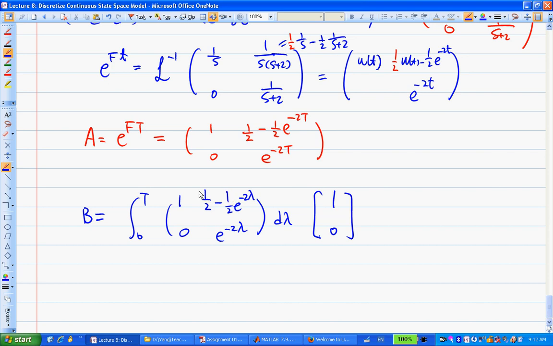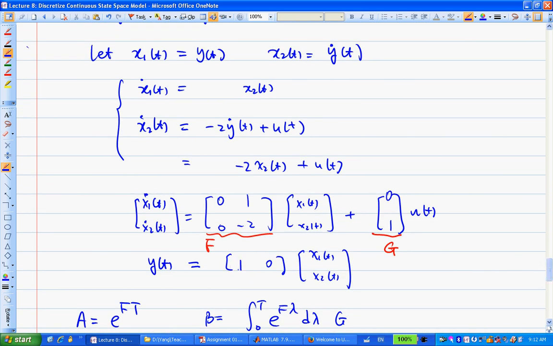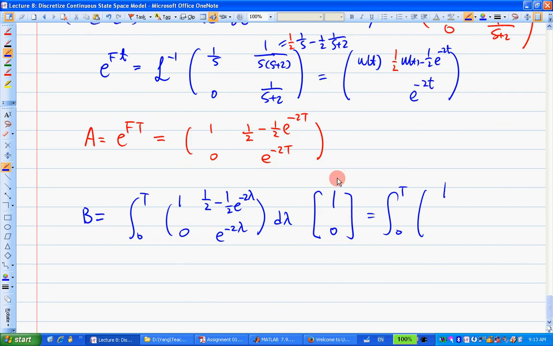So you've got two choices. You either integrate this matrix by element first, then multiply by this vector here. Or there's one simple way, which is to multiply the vector first and then do the integral. That will cut down a few computations. Oh, wait a second. Sorry, this is a C matrix; this is the G matrix here. Yes, it's 0, 1 here. So that does save us a few computations.